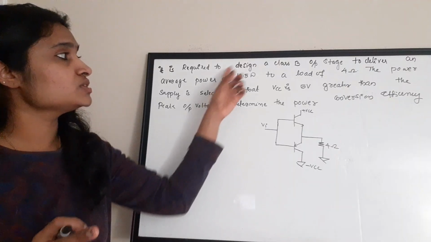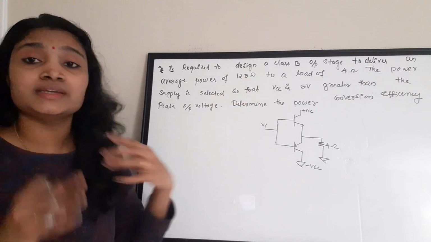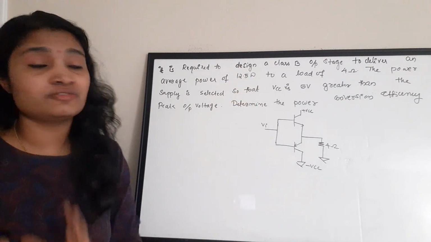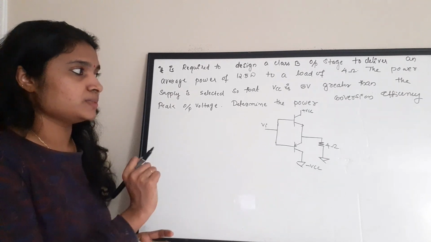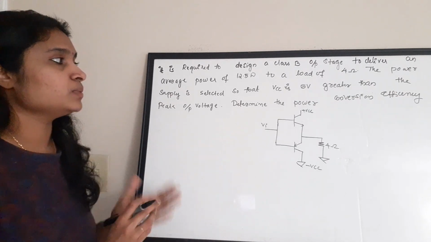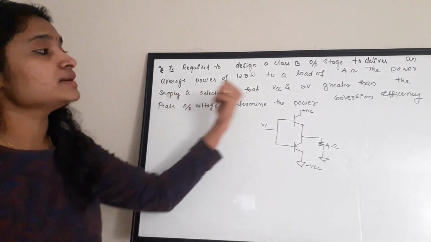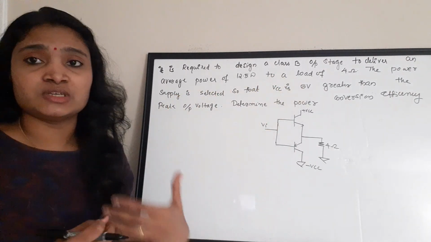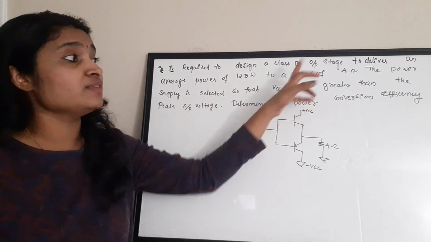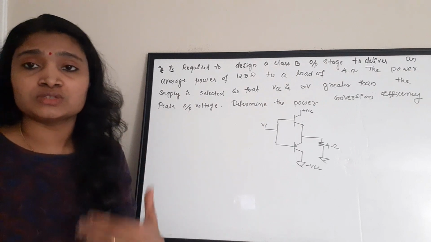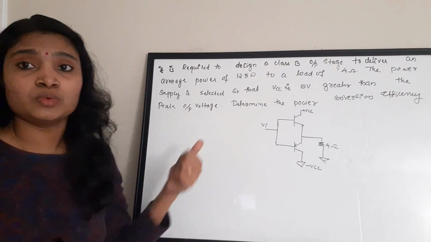Okay, there's a small correction in the question. The average power is not 12.5 kilowatts, it is simply 12.5 watts. There is no kilo. Okay, so let us start doing the question. First I am going to find the peak value of output voltage so that I can select VCC, because it has been given that the power supply is selected so that VCC is 5 volt greater than the peak output voltage. So first we need to find the peak output voltage.